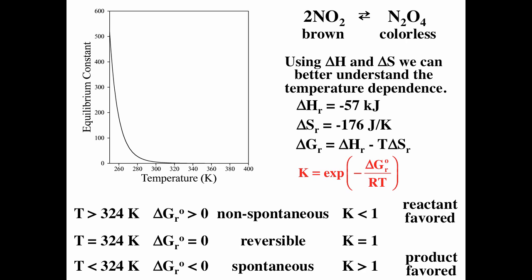Now delta G naught equals minus RT natural log K. And so we can solve for K, and K is equal to EXP minus delta G over RT. Remember, EXP is just another way of saying e to the power. And so K is equal to e to the power of minus delta G over RT. And so given delta G naught, we can actually calculate K. Given K, we can calculate delta G naught.